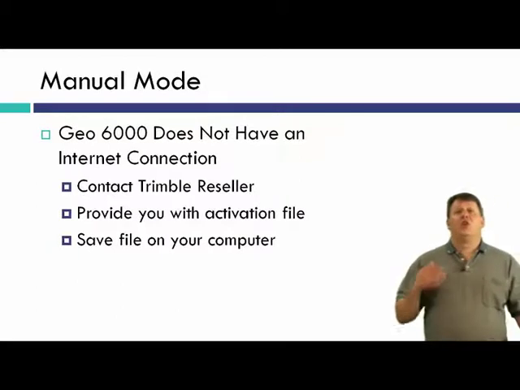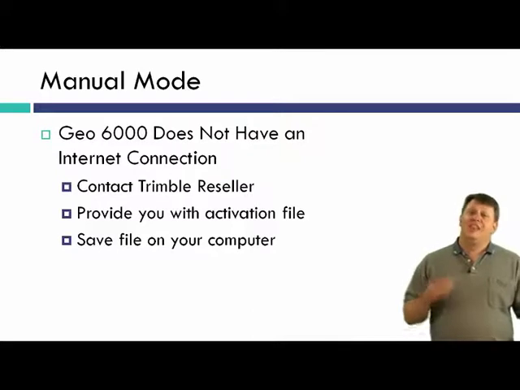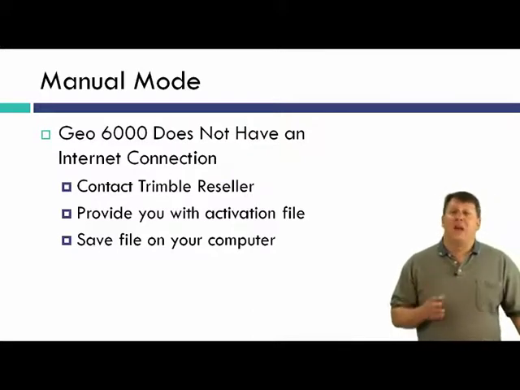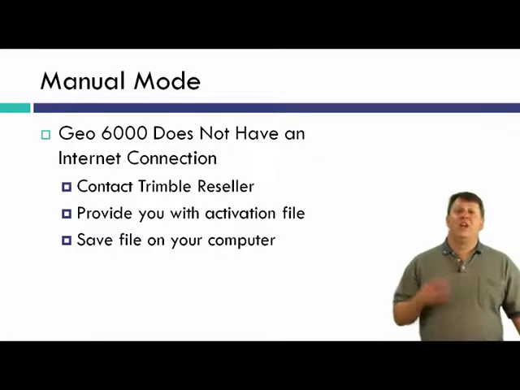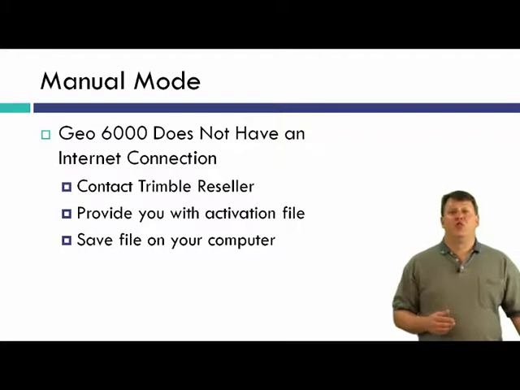Then we're going to show you how to do a manual activation. A manual activation is done when your Geo cannot be connected to the internet. To perform this activation, we're going to need an activation file. This is generated by your Trimble distributor.